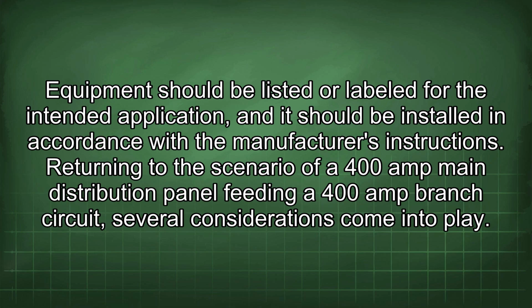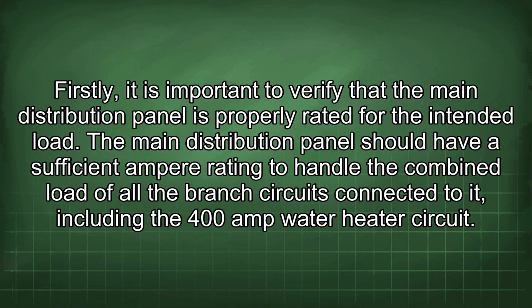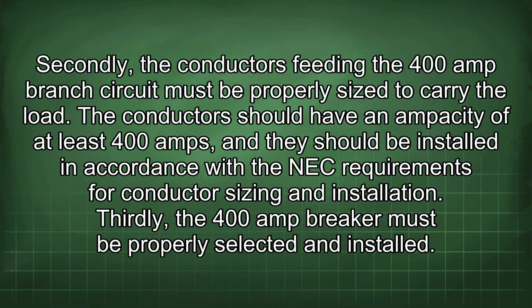Returning to the scenario of a 400 amp main distribution panel feeding a 400 amp branch circuit, several considerations come into play. Firstly, it is important to verify that the main distribution panel is properly rated for the intended load. The main distribution panel should have a sufficient ampere rating to handle the combined load of all the branch circuits connected to it, including the 400 amp water heater circuit. Secondly, the conductors feeding the 400 amp branch circuit must be properly sized to carry the load. The conductors should have an ampacity of at least 400 amps, and they should be installed in accordance with the NEC requirements for conductor sizing and installation.